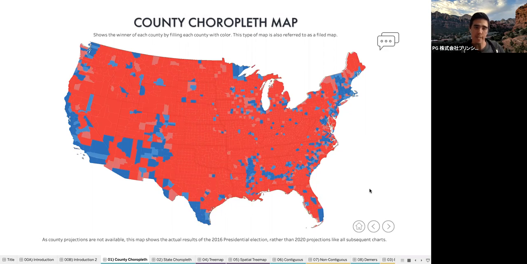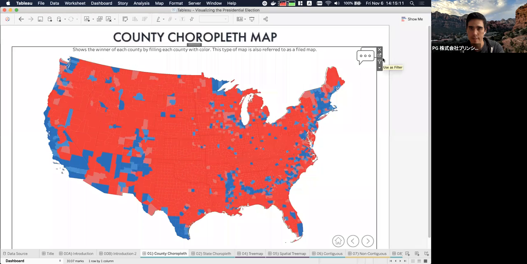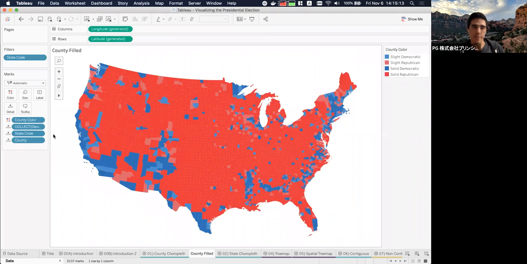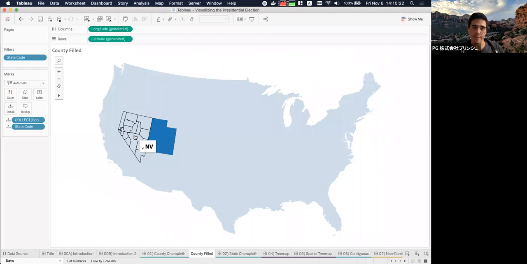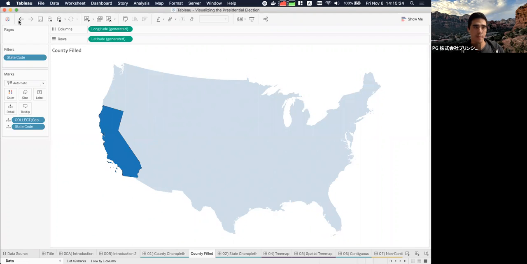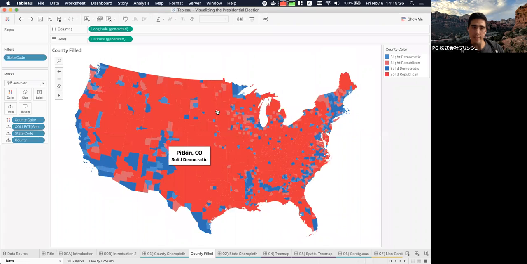And this one's pretty simple to make, right? We would just add county to the map to create something like this. All right, this one's quite simple. It's just county. We take county off. Then it goes up to the state level, right? So this is just built-in Tableau geocoding. Very simple to do.